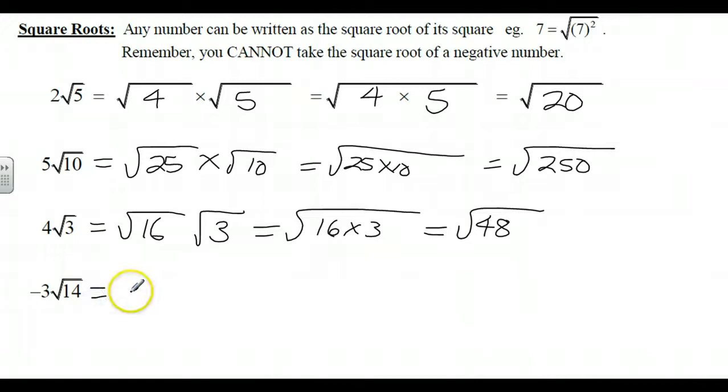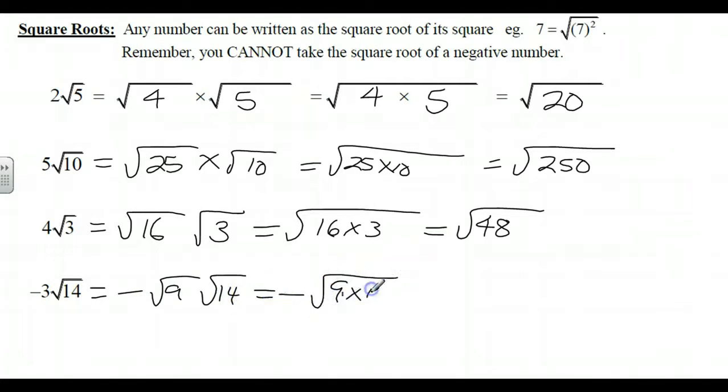Negative. Okay, the negative just stays. If we square the negative 3 and put it under a root sign, it'll become positive 9, and this whole expression will become positive. And we want it to be negative. I am sure of that. I am positive that this is negative. Okay, 3 squared is 9, and the negative sign is still there.